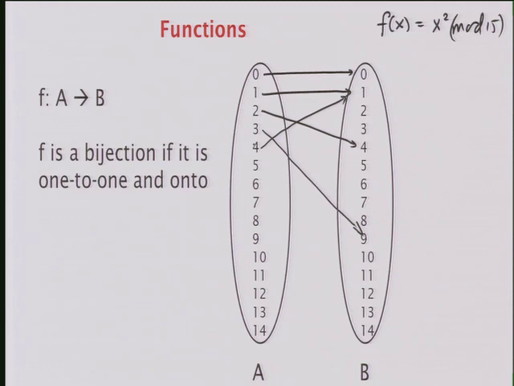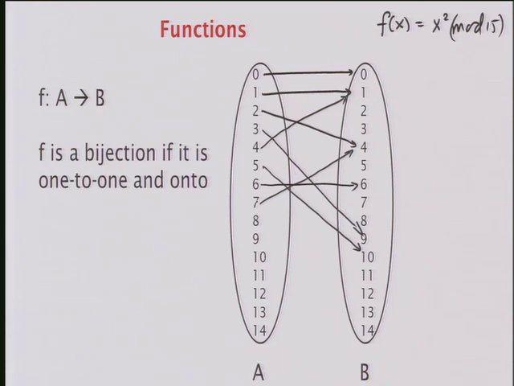How about 5? 5 goes to 10, right? 5 5s are 25, that's 10 mod 15. 6 goes to, 6 squared is 36, which is 6. So 6 goes to 6. 7 goes to 4. Okay, that's another surprise, right? Because 2 and 7, this is not minus of that.